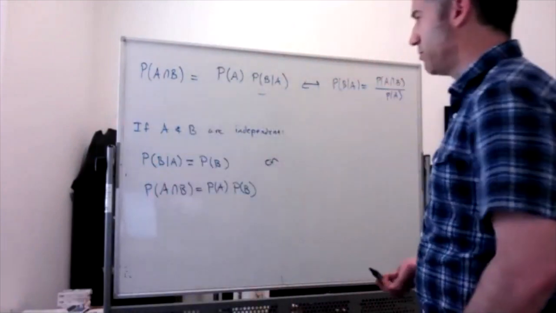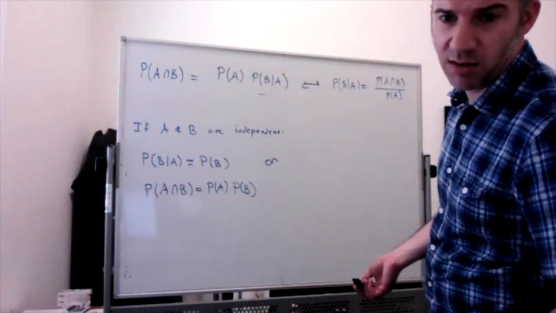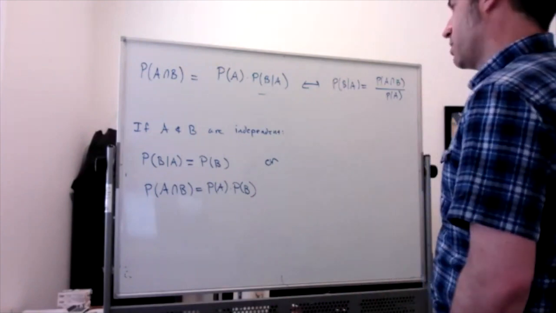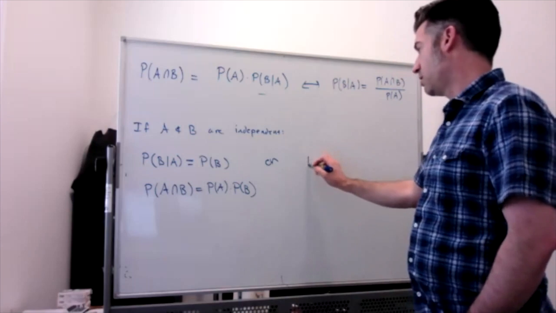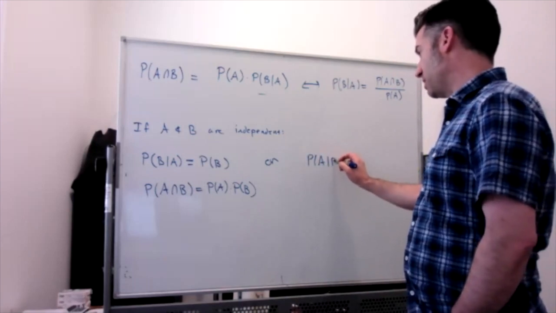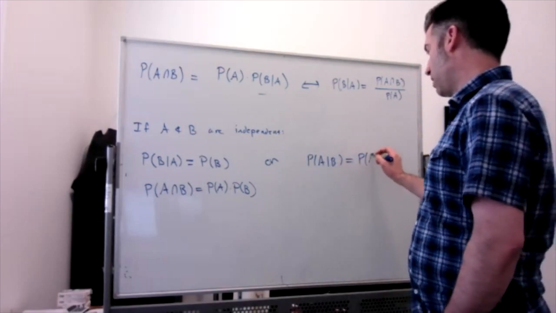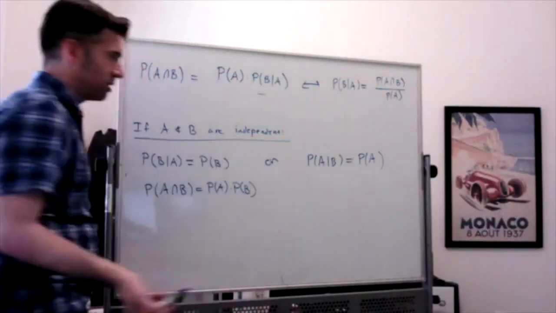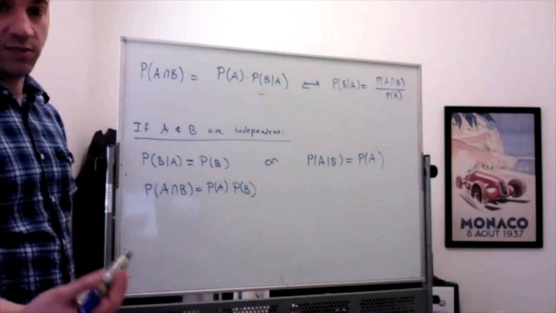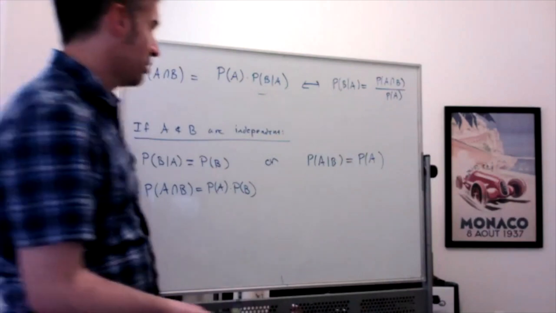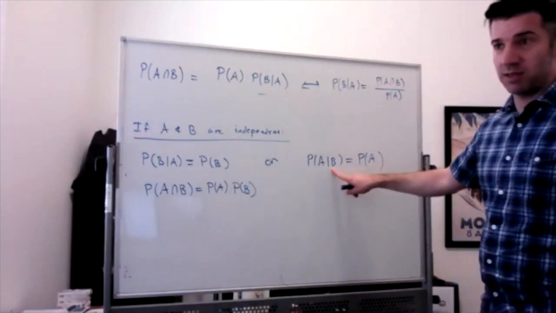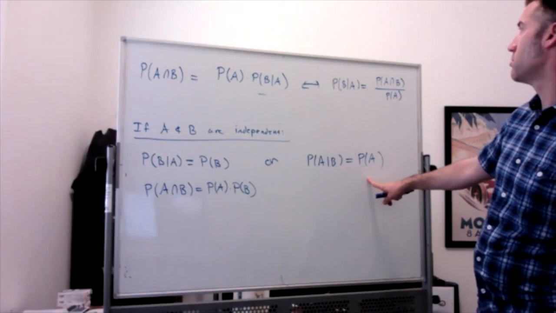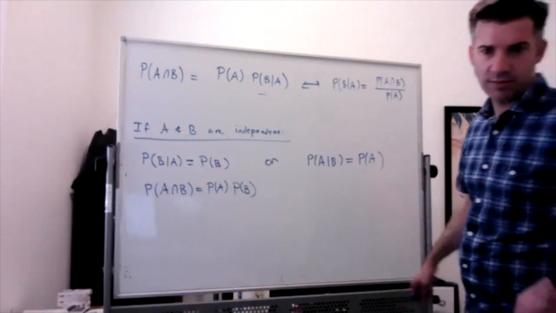I feel like there's a third one I'm missing here. These are kind of the main ones. Yeah, and again, you could also write it as the probability of A given B is the probability of A. So, independence: knowing a thing has happened doesn't change the probability of the other thing happening. The probability that A has happened given that B has happened is the same as the probability that just A has happened. All right.